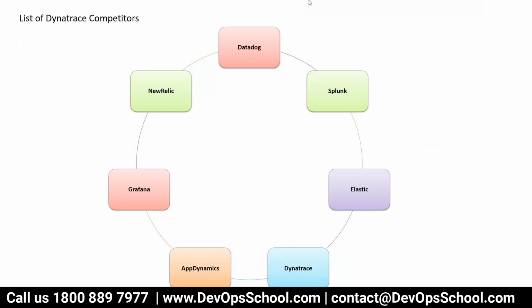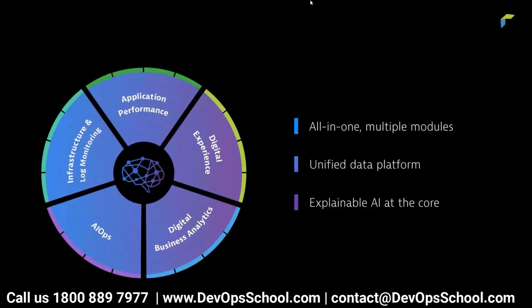Okay, so who's competing with Dynatrace? I think many of the tools we have already discussed. The major competitors include Datadog, Splunk, Elastic, AppDynamics, Grafana, and New Relic. Ultimately, Dynatrace is all in one with multiple modules. All the data points you can find in one unified place, and alerting and problem gathering is done through AI. That's the best part of it.